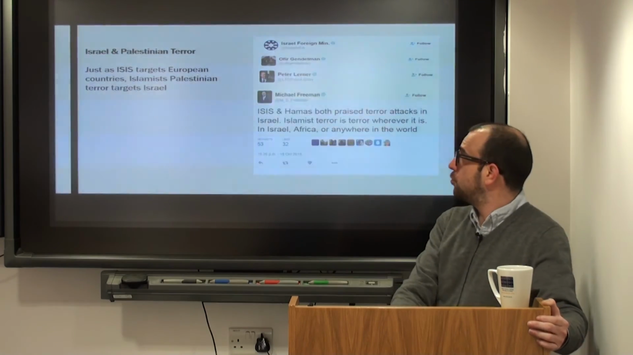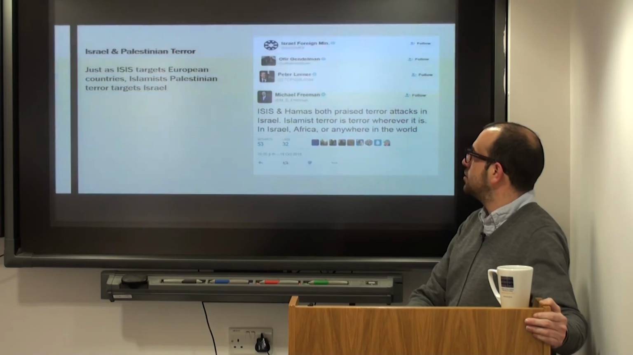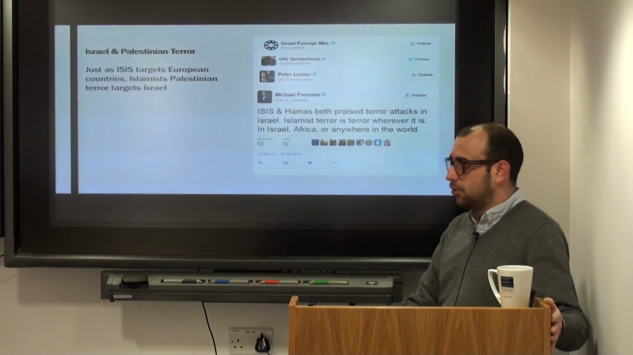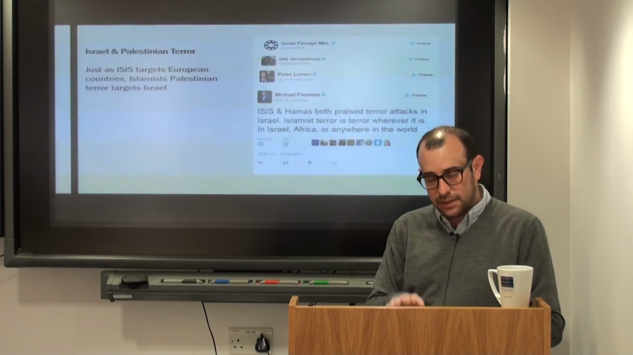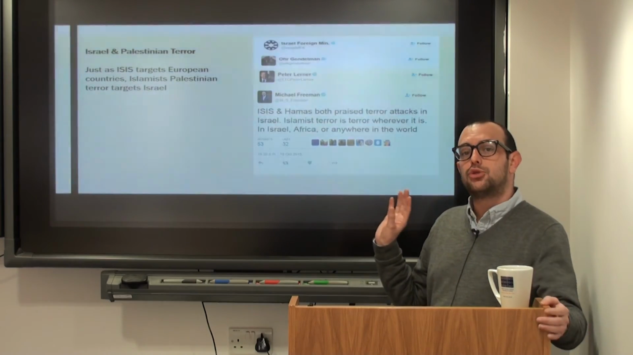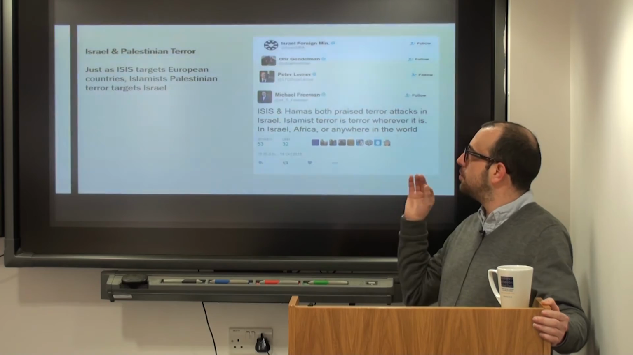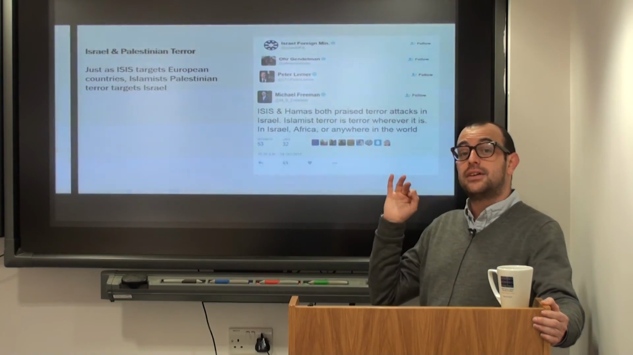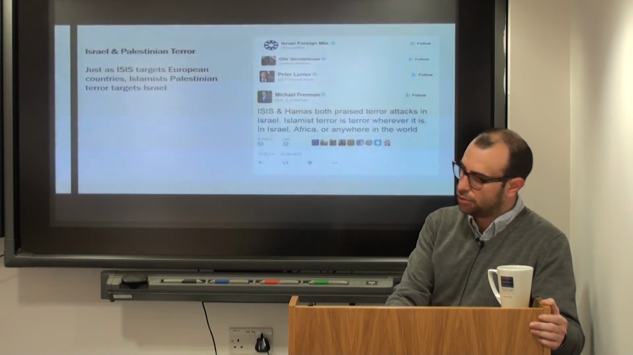And here's another tweet by an Israeli diplomat saying, ISIS and Hamas both praise terror attacks in Israel. Islamist terror is a terror wherever it is, in Israel, Africa, or anywhere in the world. So actually what we see is that this campaign, this narrative that Israel is promoting, these assertions, are going out on all its social media channels. The Foreign Ministry is tweeting this narrative, the Prime Minister is tweeting this narrative, the Israeli Defense Forces is tweeting this narrative, and even Israeli diplomats around the world.